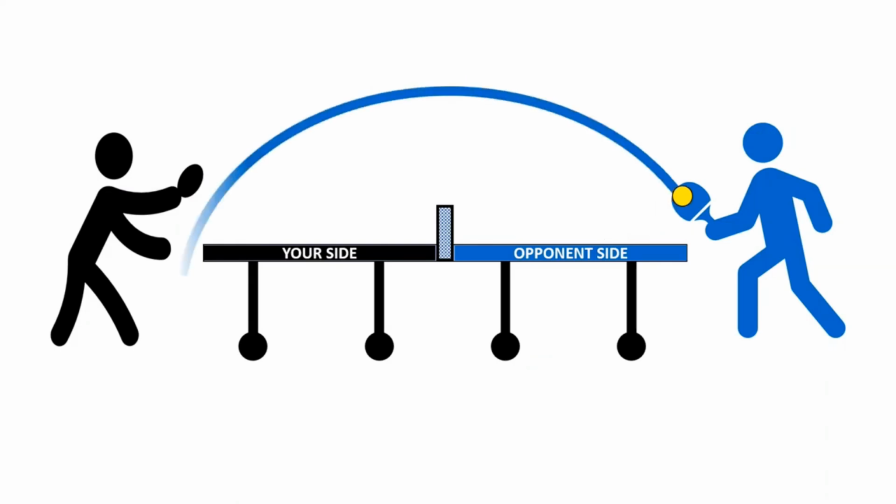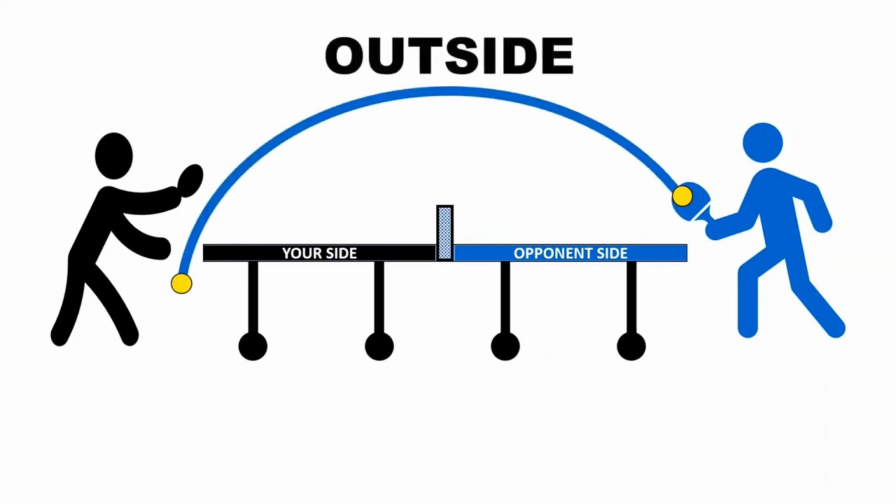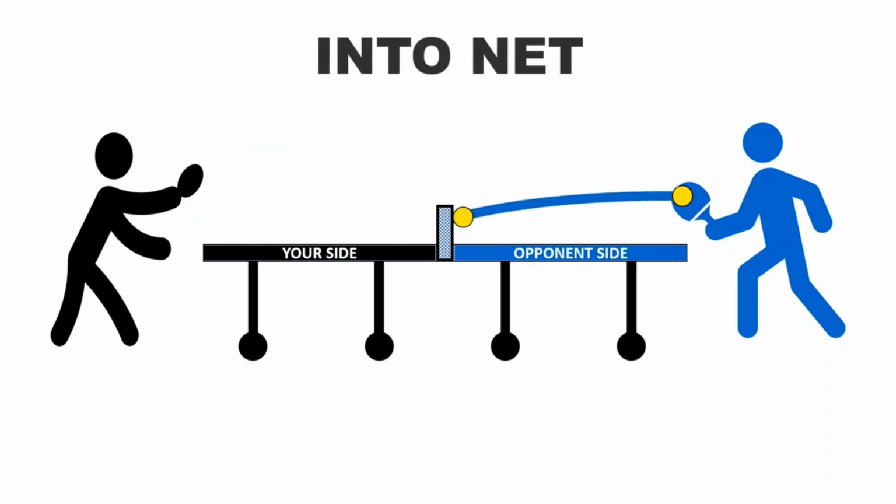Another way is if your opponent hits the ball and it doesn't bounce on the table, that would be an outside and you would win the point. Another case is opponent hits the ball into the net. In that case also you would win the point. So these are all the ways in which you can win the points in table tennis.